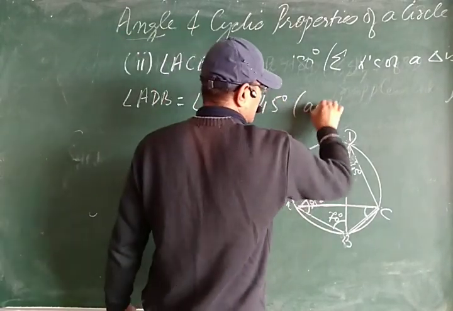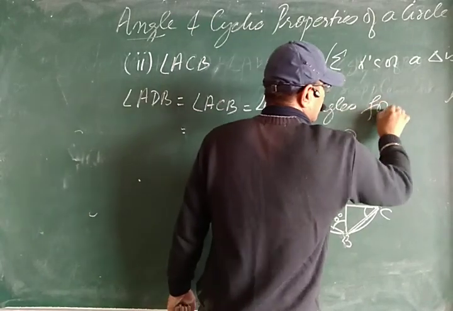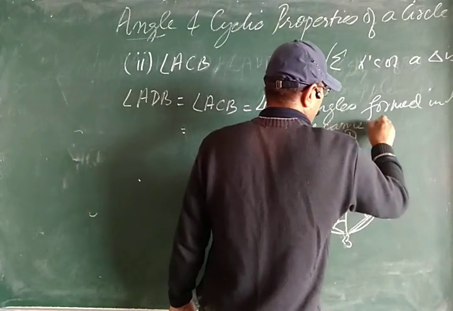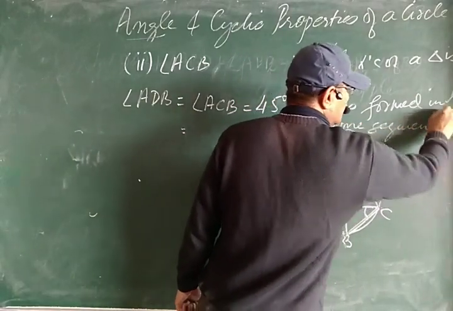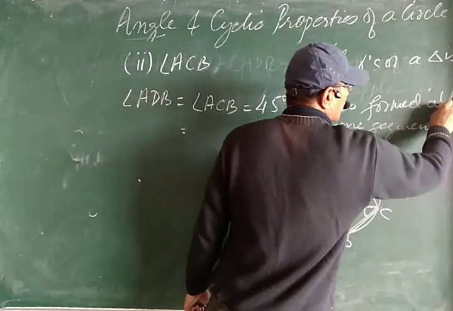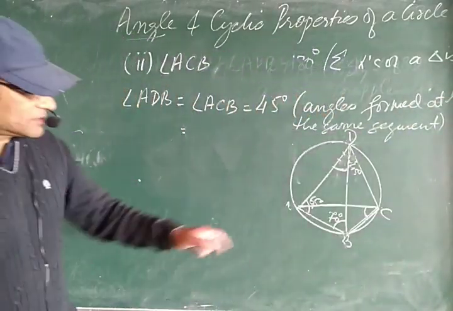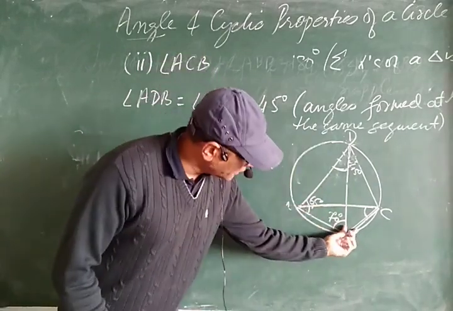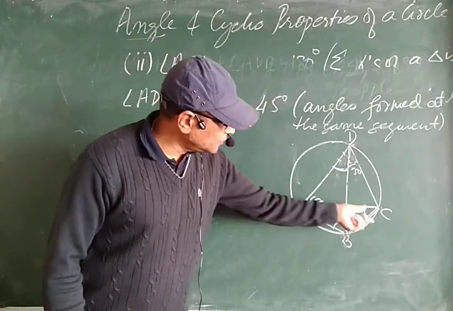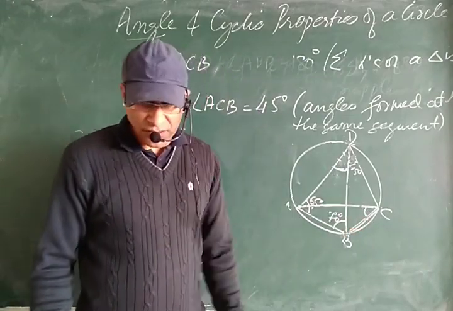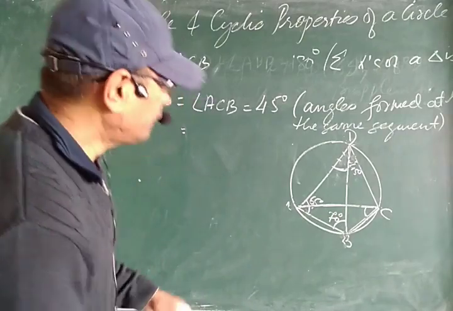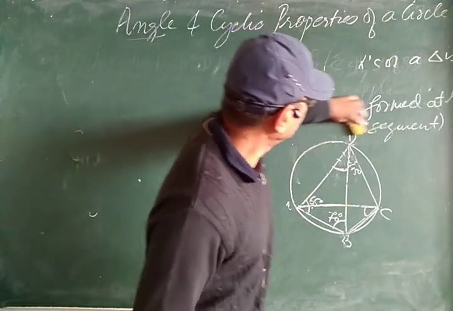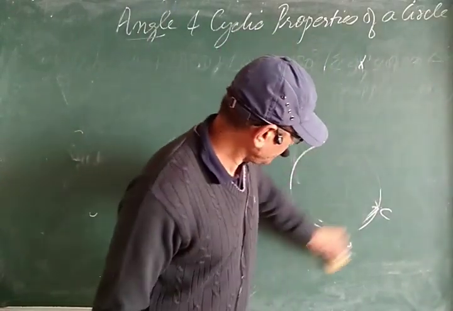So the reason you can write is angles formed in the same segment. If the angles are formed at the same segment, then they will be equal. So we can say that this smaller angle will also be equal to this smaller angle. They are also at the same segment. This angle will be equal to this angle. So these are the ways, with the help of the theorem, in which we can find the values of angles. Okay, let's do the other one now.